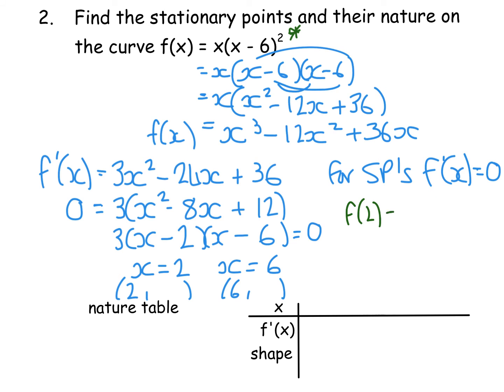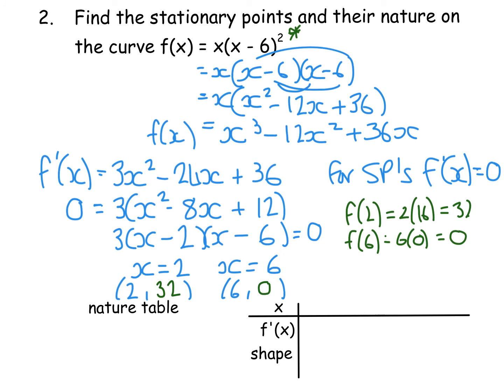So f of 2, if I look at the inside of the bracket, you've got 2 minus 6, which is minus 4. Minus 4 squared is 16. So you've got a 2 out the front, so you've got 2 times 16, which is 32. Then I'm going to do the same again for f of 6. So from the inside out, 6 minus 6 is 0. 0 squared is 0. So you end up with 6 times 0, which is 0. So my turning points are 2, 32 and 6, 0.